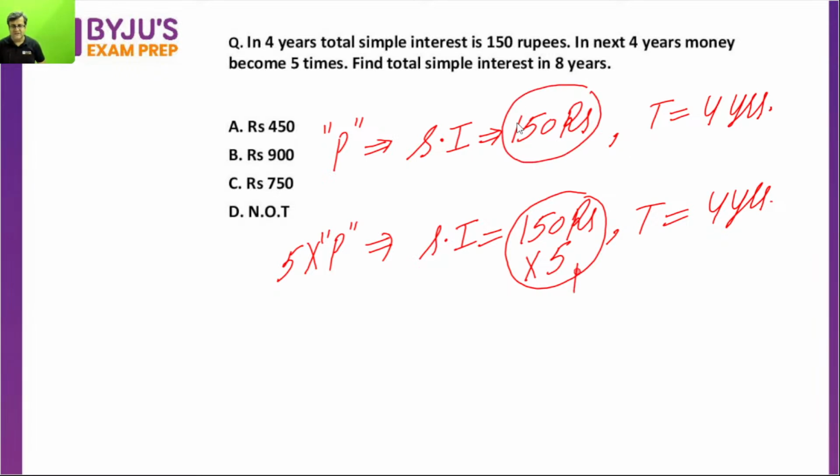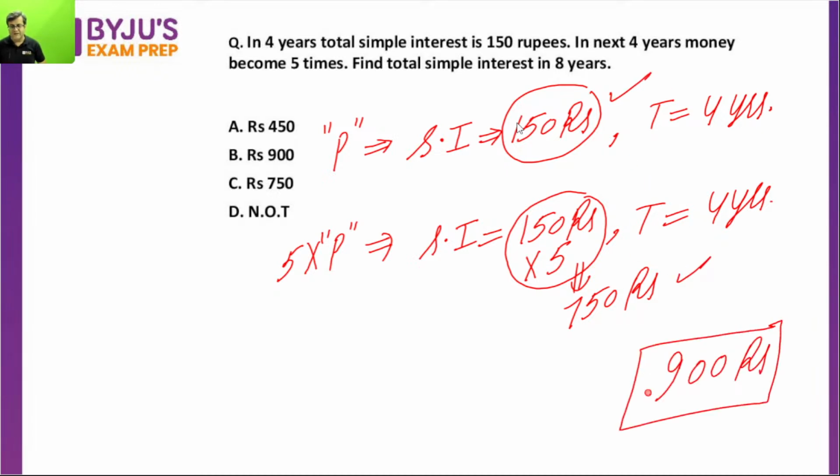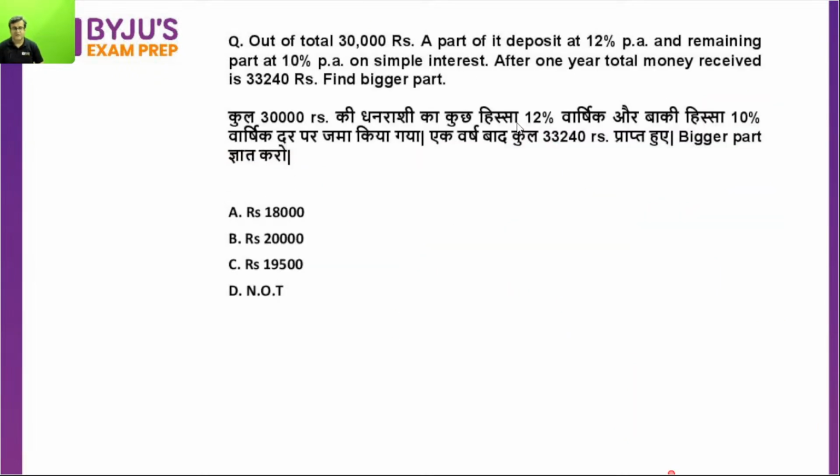150 plus 750. Total interest will be equal to 900 rupees. 150 is very simple. I think this is clear. 150. Then for the next 4 years, principal becomes 5 times, so interest also becomes 5 times. So 750 plus 150, total interest will be 900 rupees. So the option is right. Okay, better. Let's come to this.